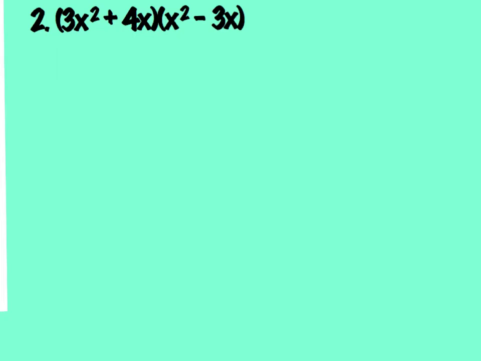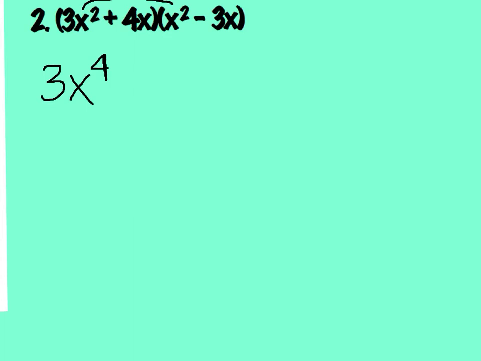This example is going to remind us how to use those rules of exponents from chapter 8. So again, I have a binomial times a binomial. So I'm going to just start out by multiplying 3x squared times x squared. So it's going to give me 3x to the power of 4. Remember, when you're multiplying, you add your exponents. So those are my first terms.